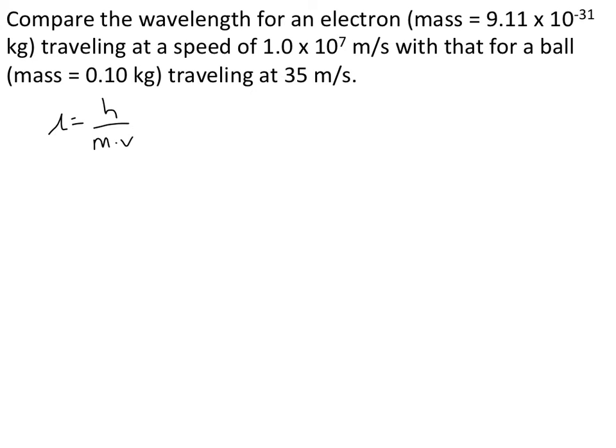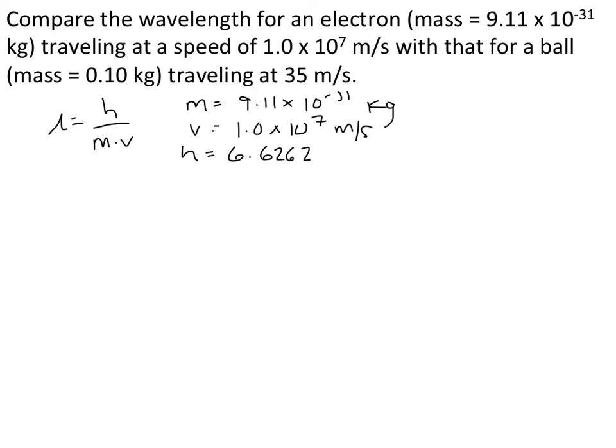Okay, and we're going to be doing this for two separate sets of data. So we're going to first start with what we're given first, which is to figure out the wavelength of an electron. Okay, so the mass of that electron is equal to the following value. We also have our speed or our velocity of that electron. And we do have h, it's a constant. It's Planck's constant, we've seen this before.